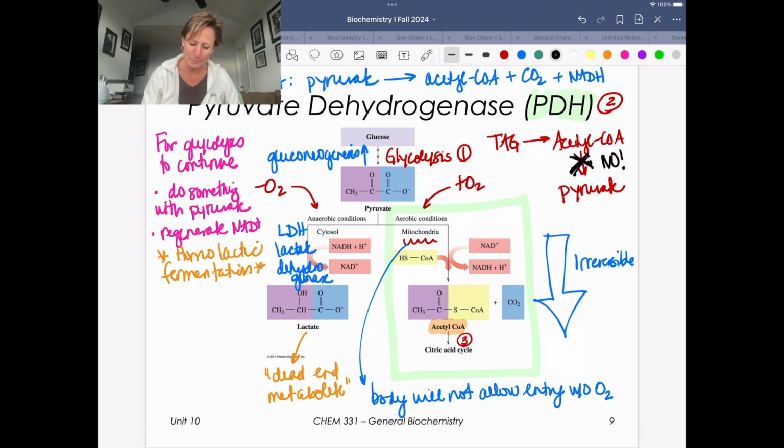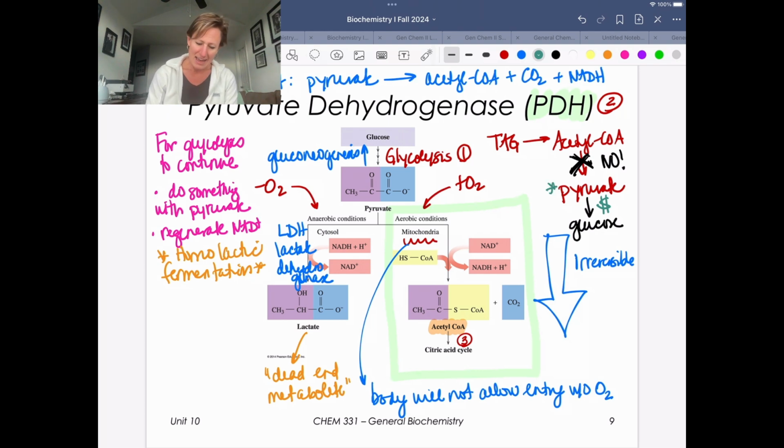That cannot happen. Pyruvate to acetyl-CoA by pyruvate dehydrogenase is the only way that can happen in mammals. We cannot take acetyl-CoA and make it into pyruvate. And why that's important is if you want to make glucose, glucose is made from pyruvate by gluconeogenesis. So two things: that's a costly process and it requires pyruvate.